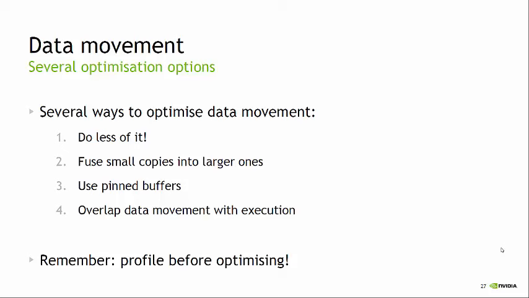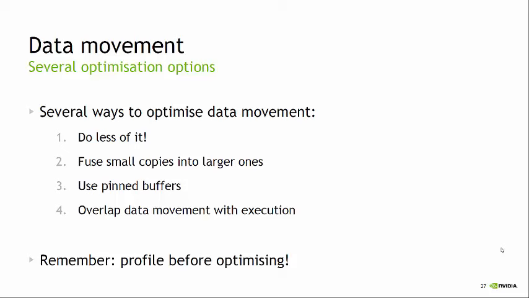And finally, overlapping data movement with execution. The GPU is capable of copying data to and from the GPU at the same time as executing a kernel. Different GPUs act slightly differently. Some have 2 copy engines, some have 1 copy engine. The ones with 2 copy engines can copy data to the GPU, from the GPU, and execute a kernel all at the same time. The ones with 1 copy engine can only copy to or from and execute a kernel at the same time. You can't copy both to and from at the same time if you've only got 1 copy engine.